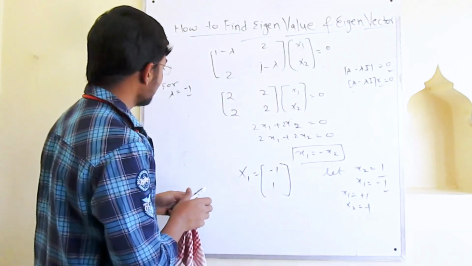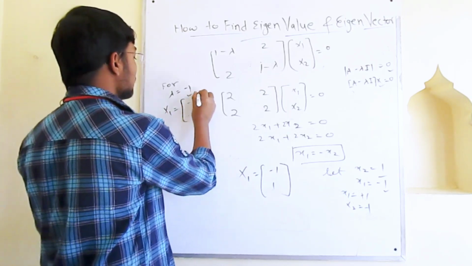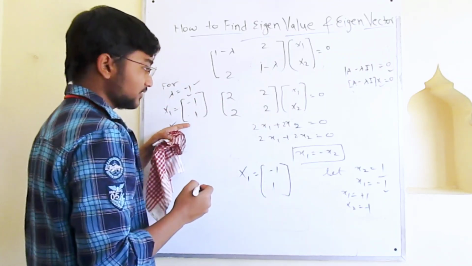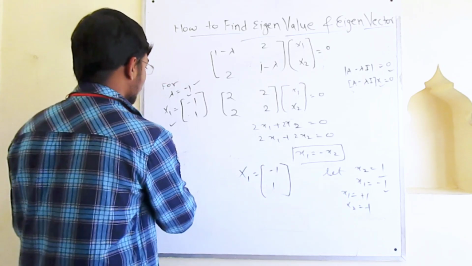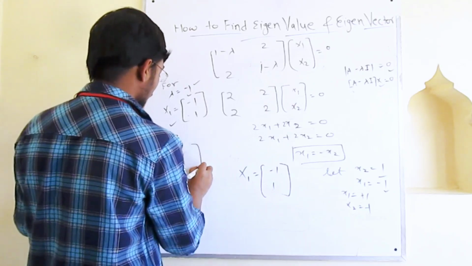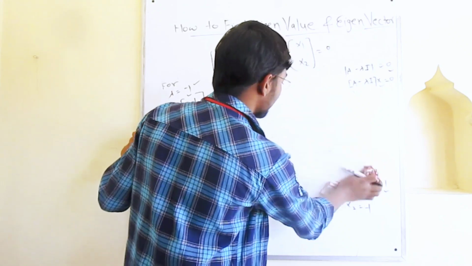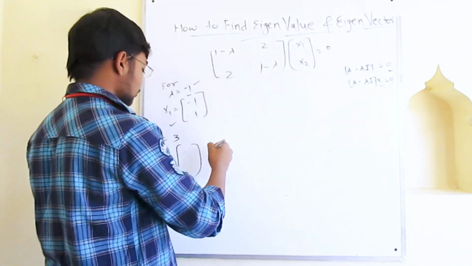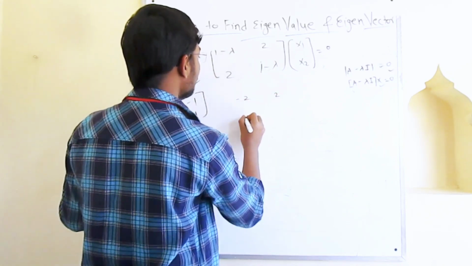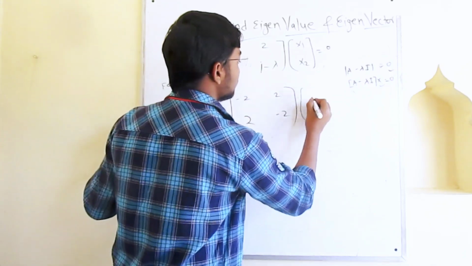So for lambda is equal to minus 1, we have found the eigenvector x1 is equal to minus 1 and 1. Now let's see, for lambda is equal to 3, what will be our eigenvector? Putting the value of lambda is equal to 3 in this equation, you will get minus 2, 2 and 2, minus 2.